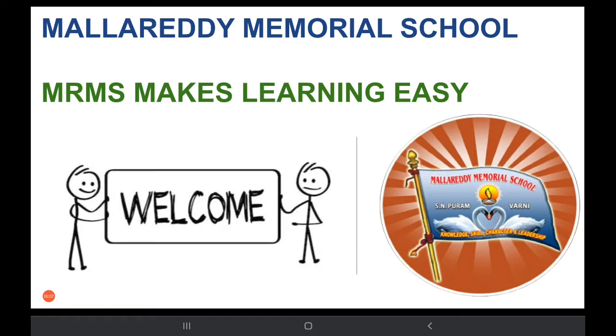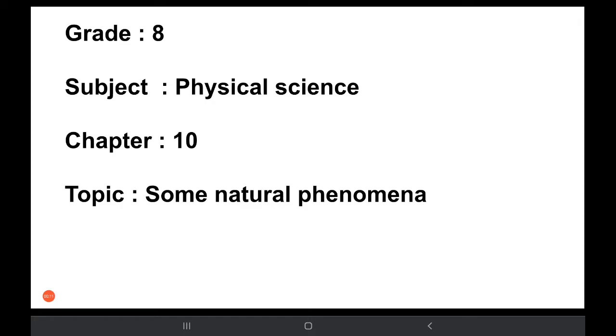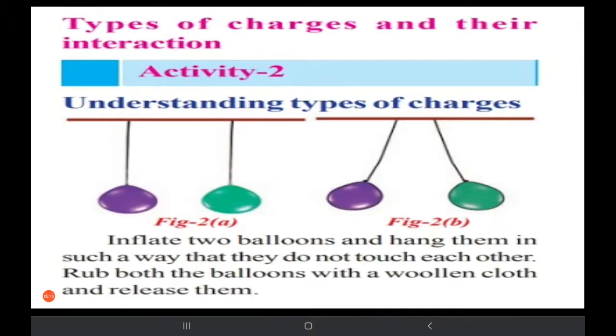Now we are going to discuss the topic from some natural phenomena, right? That is types of charges and their interaction. See here the activity 2, understanding types of charges, right?